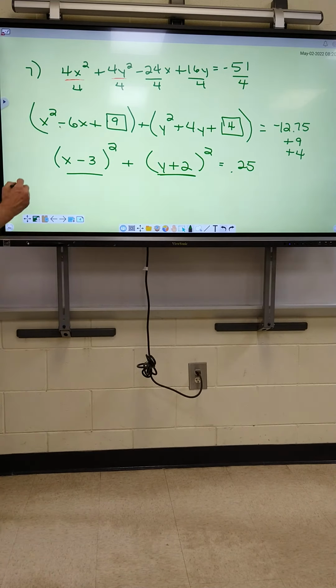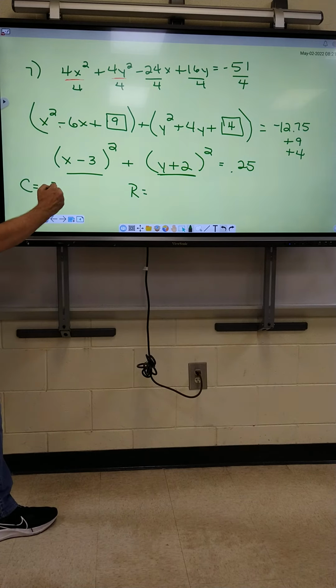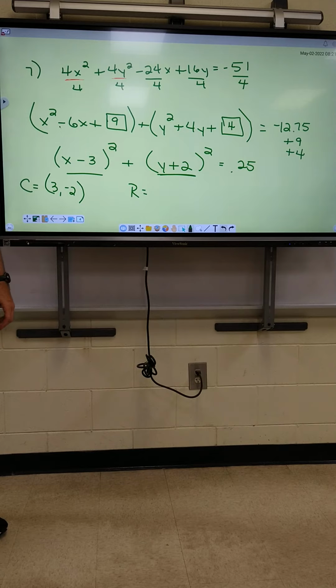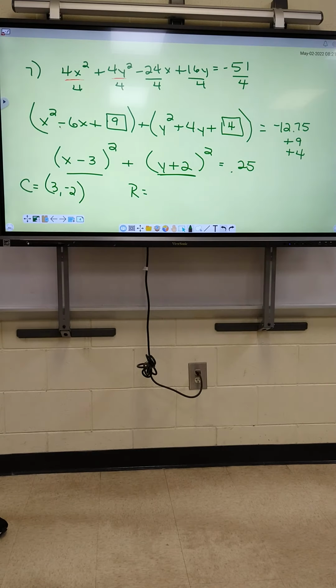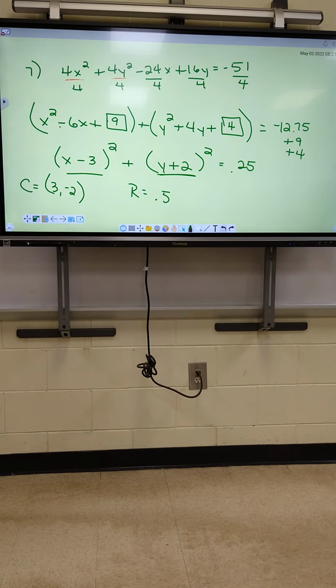All right, so now we got to write our center, and we got to write our radius from that. Do I need to slow down, or y'all good? Good? All right, Jesse, what's my center? 3, -2. Positive 3 and negative 2. What's my radius? Make it a decimal. Let's see. Type it in for me. I got 0.5. Jesse got 0.5. Are we good with that? Everybody good? 0.25. You find the square root of that. It's 0.5.